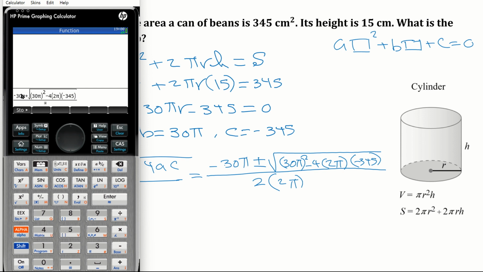So make sure that we have typed it in correctly. Anytime you're going from one screen to another, do yourself a favor, take a few seconds to make sure you did the copying correctly. That could save you points on every test. Negative 30 pi plus square root of 30 pi squared minus 4 times 2 pi times negative 345 over, now I'm going to go down. I just hit the down arrow. Now I can put 2 times 2 pi, but let's face it, it's easier if I just put 4 pi, okay? Now I'm just going to hit enter.